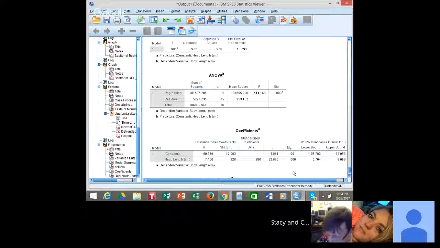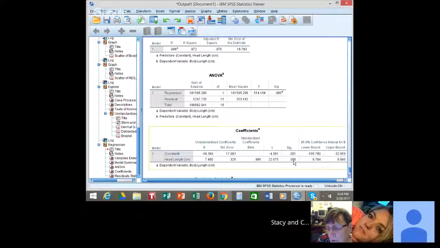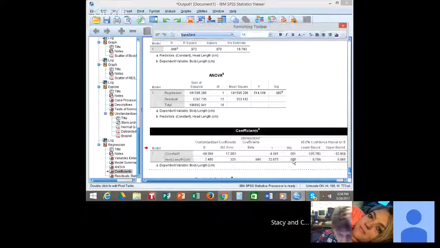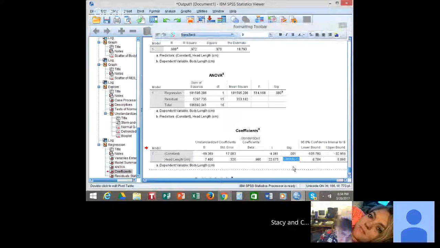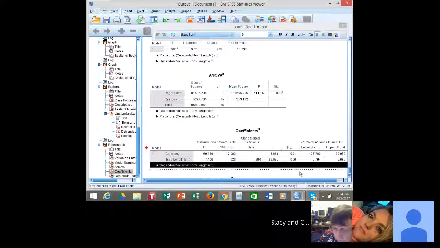The p-value, where do we find that? It's over here again under the coefficients, on the head length line. It's on the bottom line under sig. It comes close to 0. It's one of those big 0 numbers.